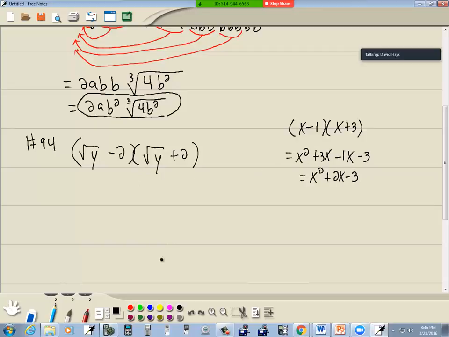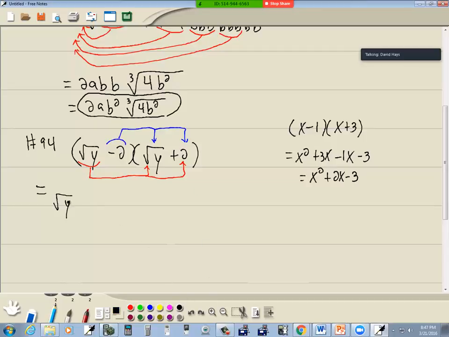Now this is no different. We're still going to FOIL it. So I'll multiply the square root of y. Let me show you the lines, what I'm going to multiply together. This square root of y times this square root of y, and times a 2. And then I'll take the negative 2 and multiply it times this square root of y and times this positive 2.